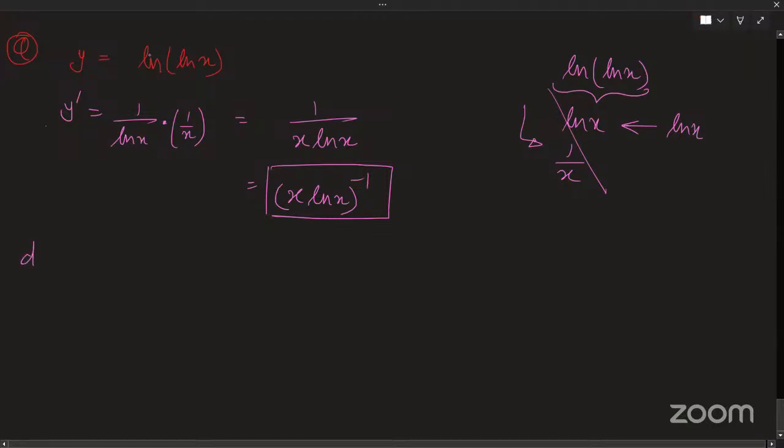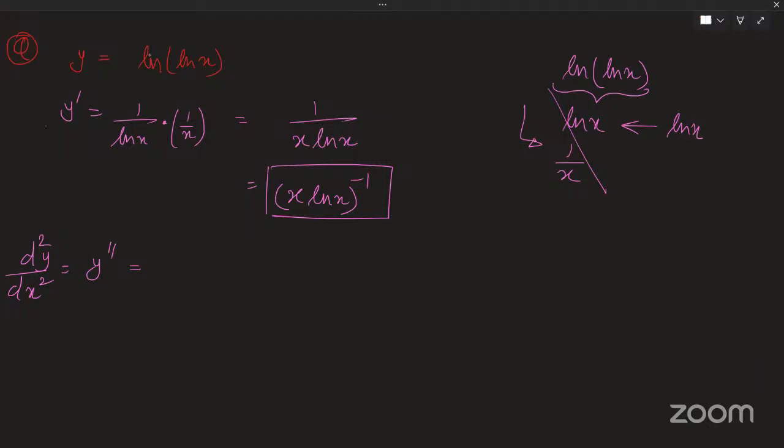Now I ask you to differentiate this derivative. It is also written as y double dash, so y dash would mean one derivative and y double dash two derivatives. So can you differentiate x into ln x raised to minus 1? How will you do that? ln x minus 1, sir. ln x plus 1, sir. ln x minus 1. Plus 1.